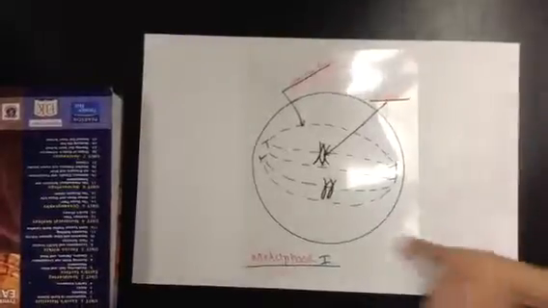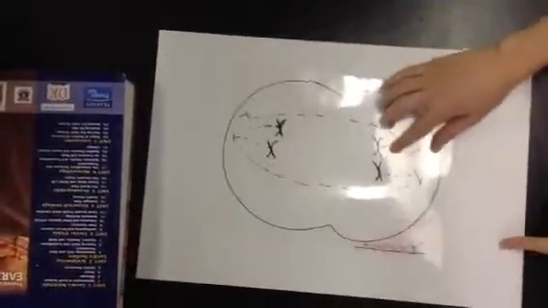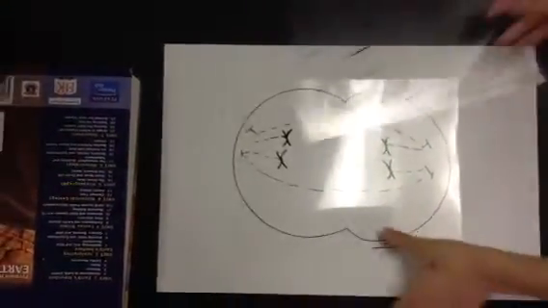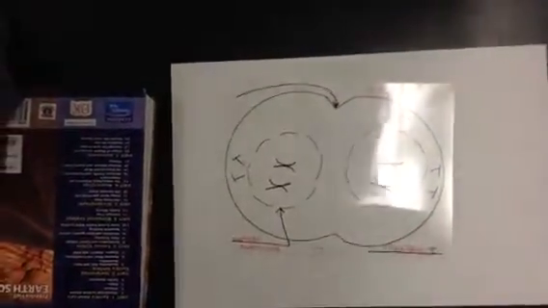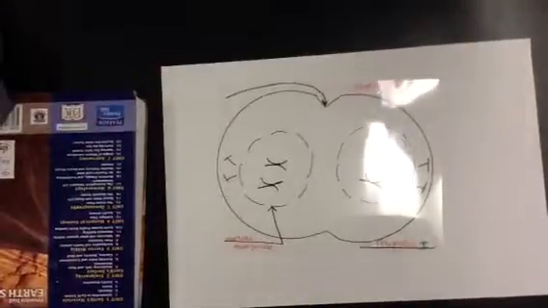Then we move to anaphase 1. This is the phase where the spindle fibers separate the tetrads to opposite sides of the cell. Then comes telophase 1. This is when the cell begins to become two separate cells. The nucleus reforms around the chromosomes, and the spindle fibers dissolve.